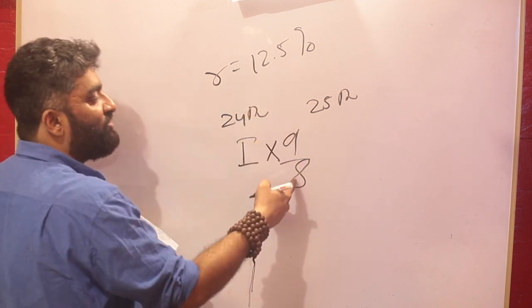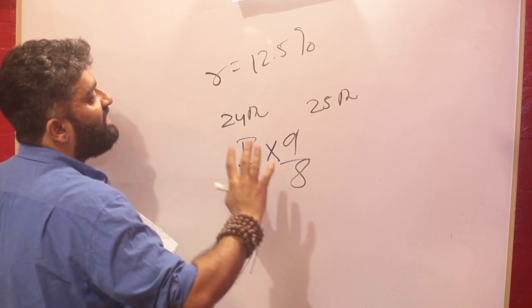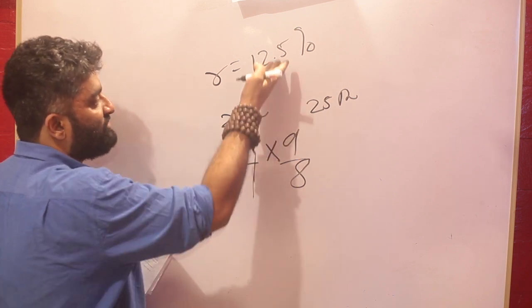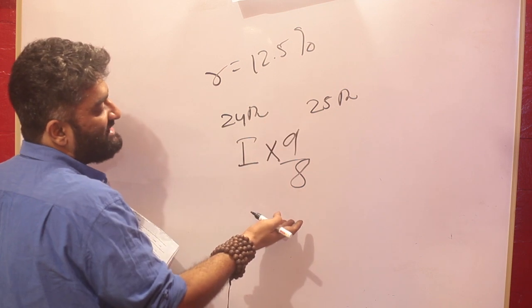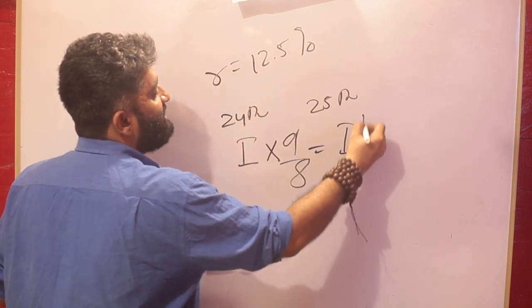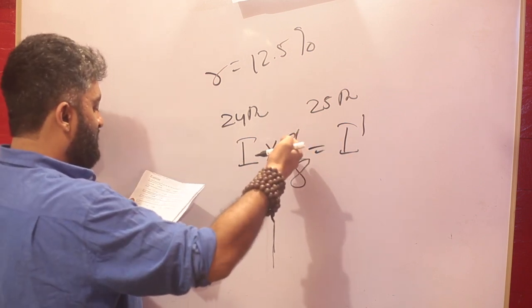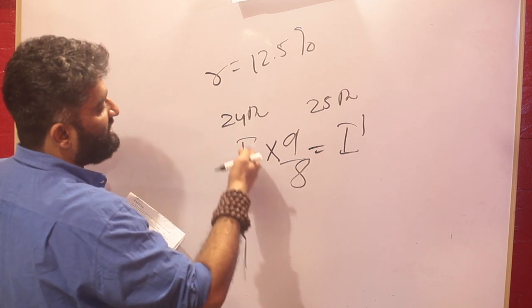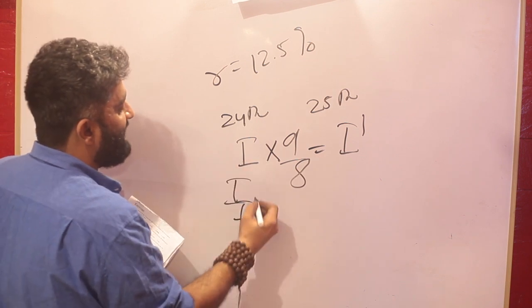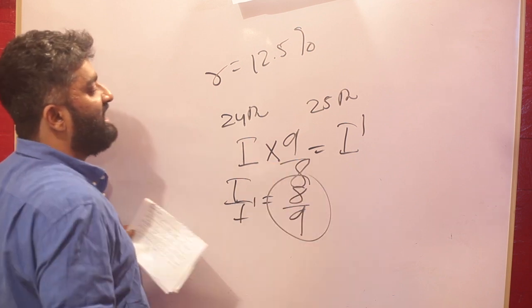And how did I come to this quickly? Again, we are assuming that you have thoroughly mastered the basics of percentages. So this is all very, very basic steps for you. So I into 9 by 8 gives you I dash, right? So the ratio of 24th to the 25th year, that is I upon I dash, will be 8 by 9. So the answer is 8 by 9.